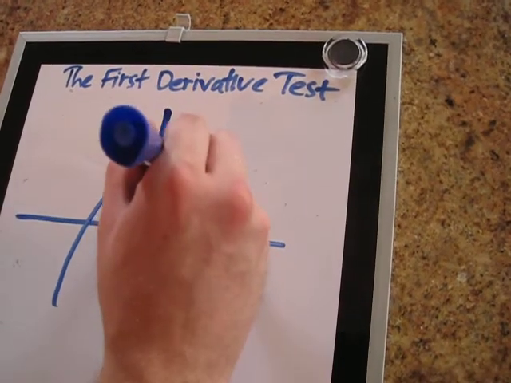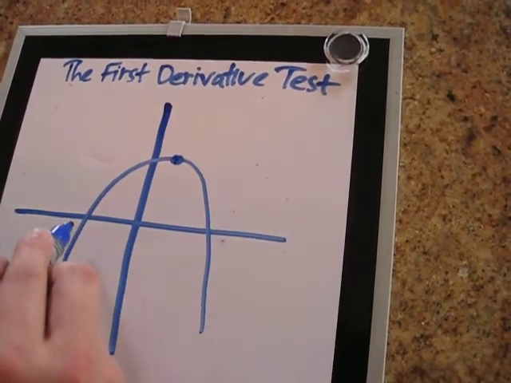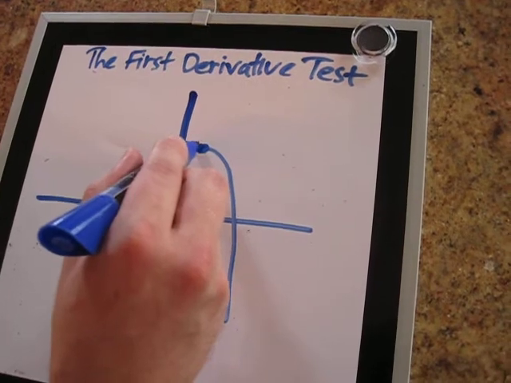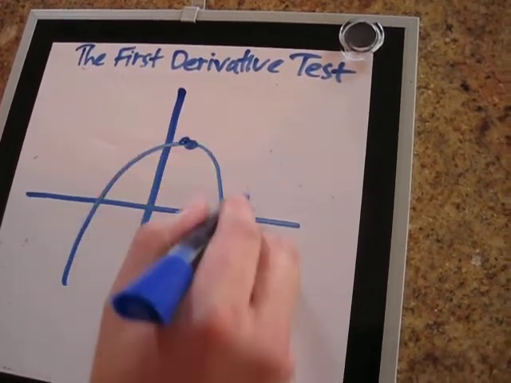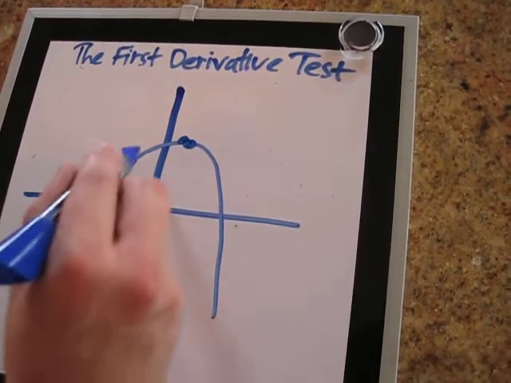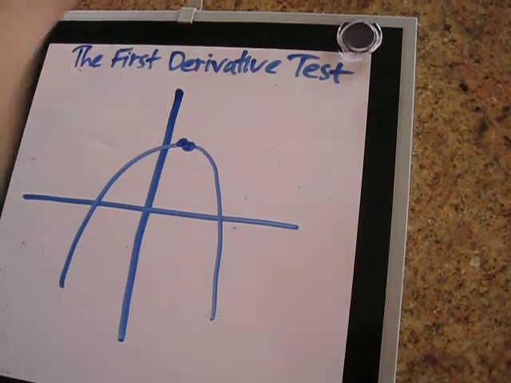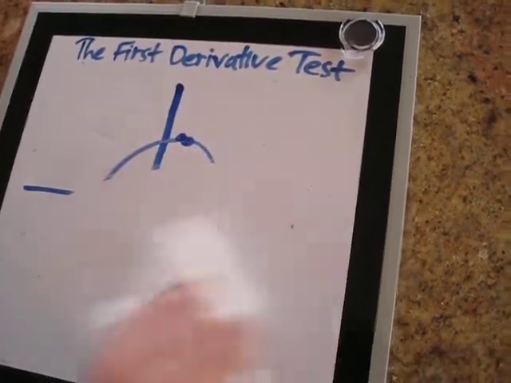The local maximum is right here at this point because, as you can see, the function is increasing when it gets to this point and then it begins to decrease at that point. F prime of x switches from positive to negative there. That's why there's a local maximum there.